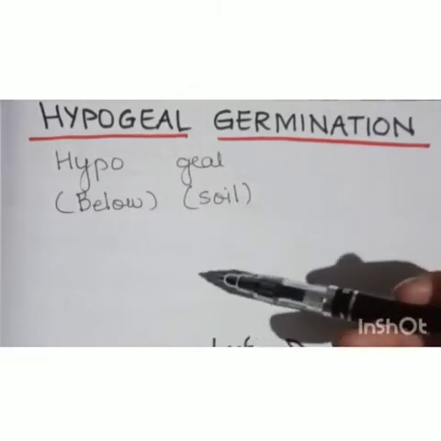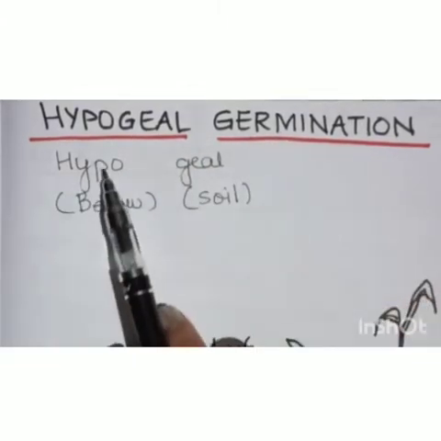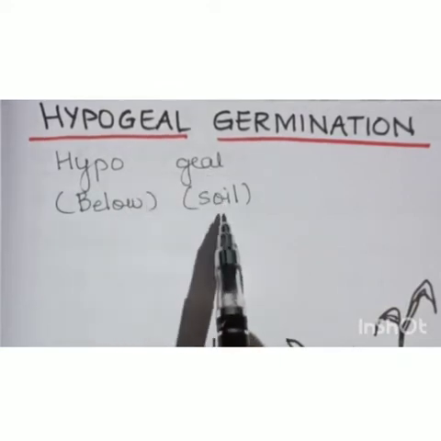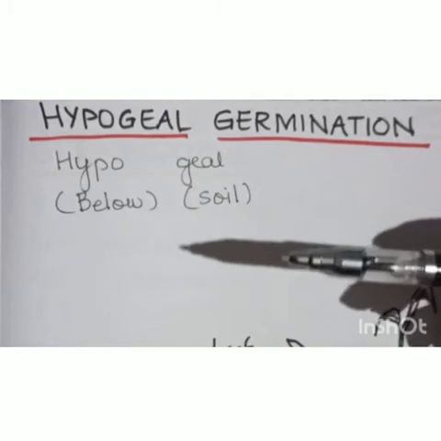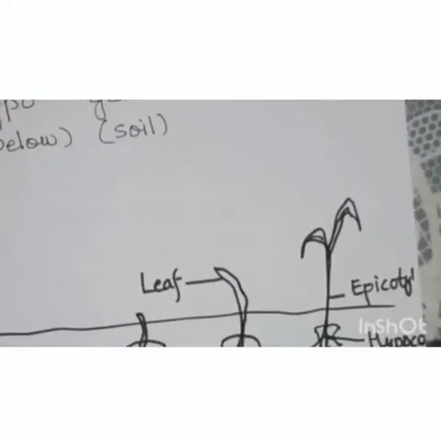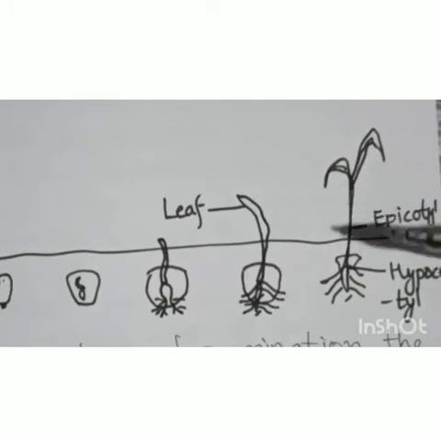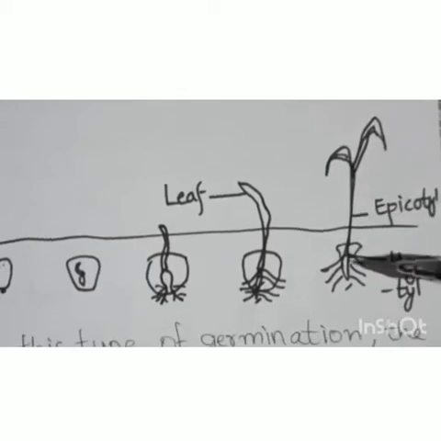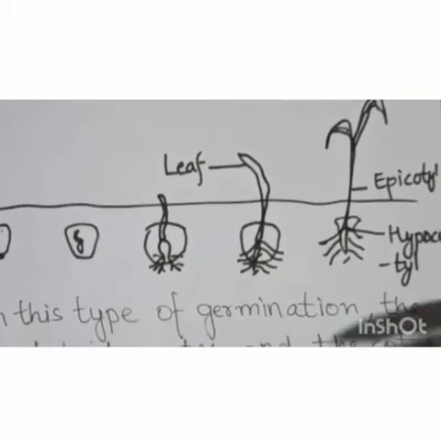Now the second type of germination is hypogeal germination. Hypo means below and geal means soil. So in this type of germination, the epicotyl, this portion which is above the cotyledon, elongates, and the cotyledons remain below the soil.